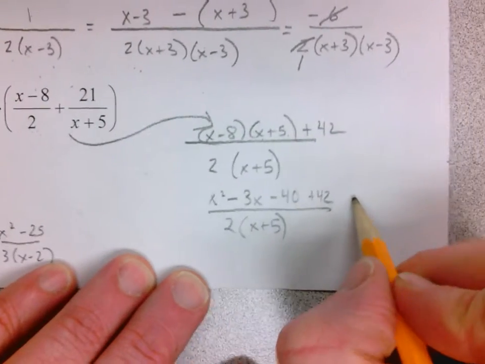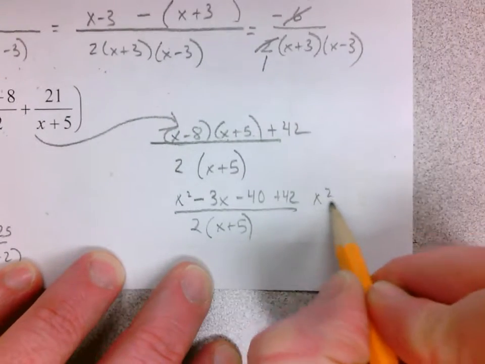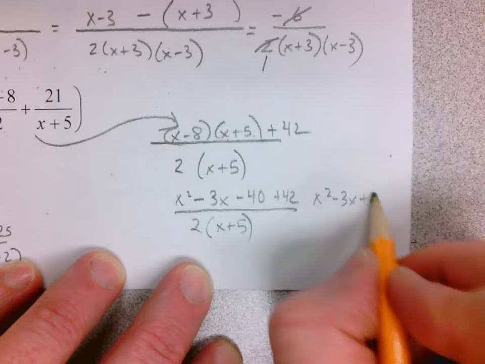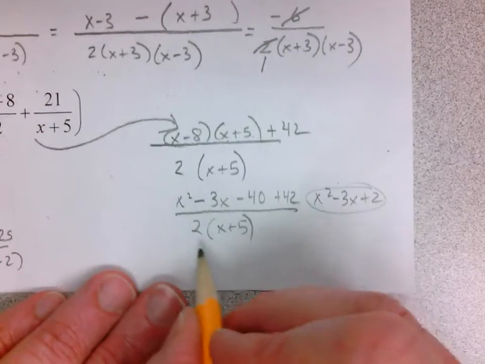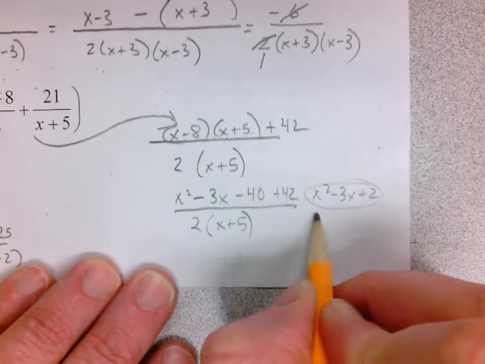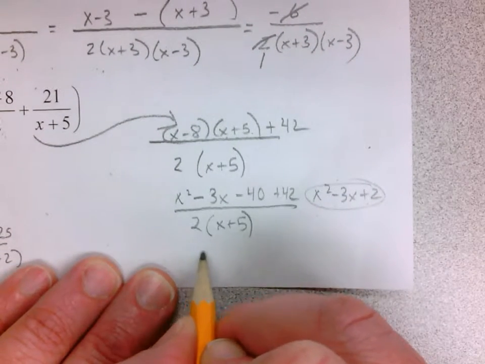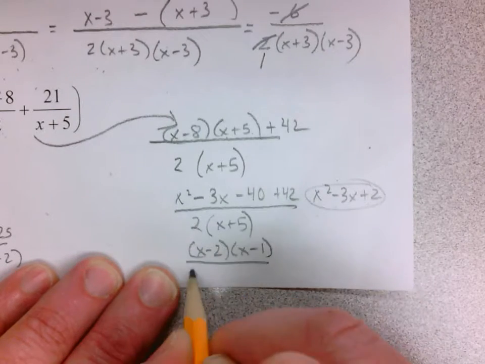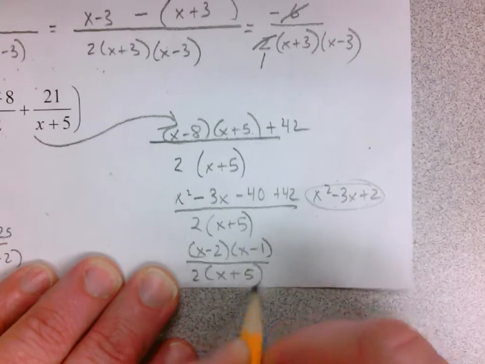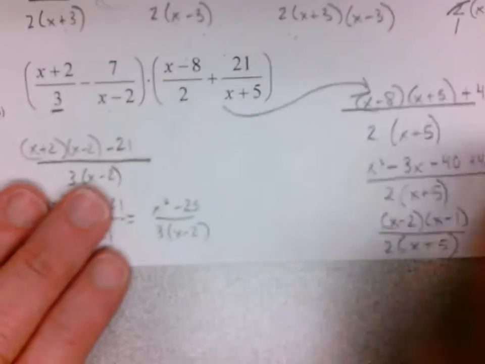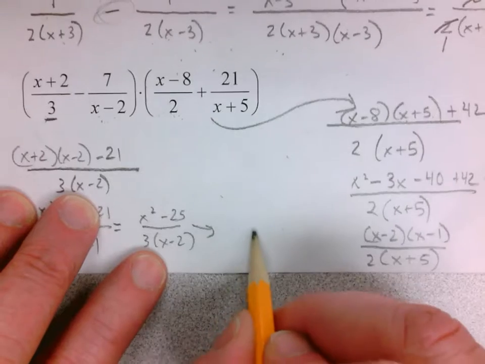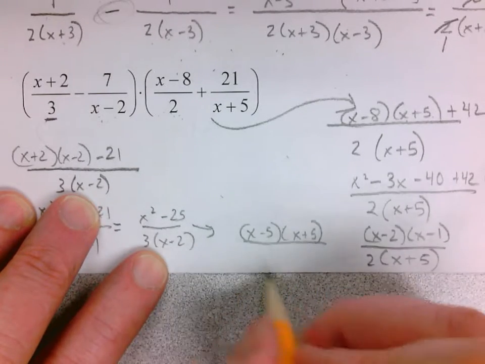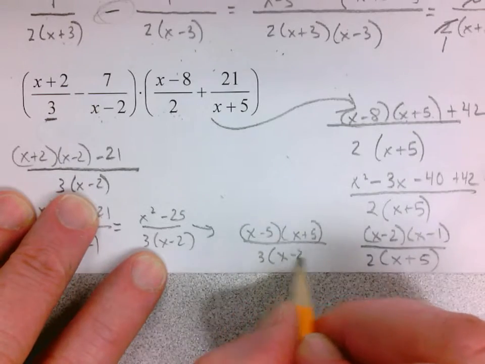I'm over here on the side. I'm going to work this out. x squared minus 3x plus 2. That factors into x minus 2, x minus 1. Whoo, doggies. That's a good one. And then I'm bringing this one down to it. x minus 5, x plus 5, all over 3 times x minus 2.